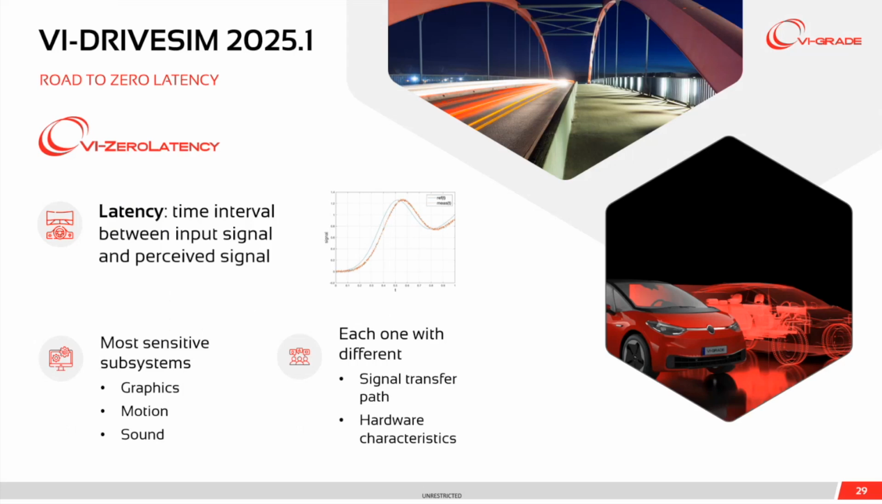So let's talk about latency first. We have a journey to zero latency as well as zero prototypes. Latency is the time interval between an input signal and the perceived signal. On the simulator, latency is, of course, something very meaningful to define how good the immersion and the simulator itself are. There are different subsystems in every simulator, and each of them is affected by a different kind of latency. The most sensitive subsystems are the graphics, the motion, and the sound, and they all have different latencies because they have different signal transfer paths and different hardware characteristics.